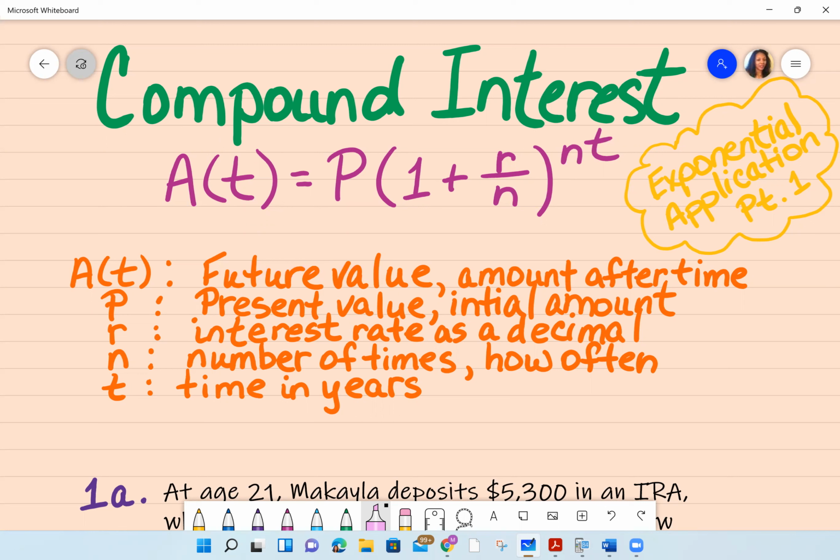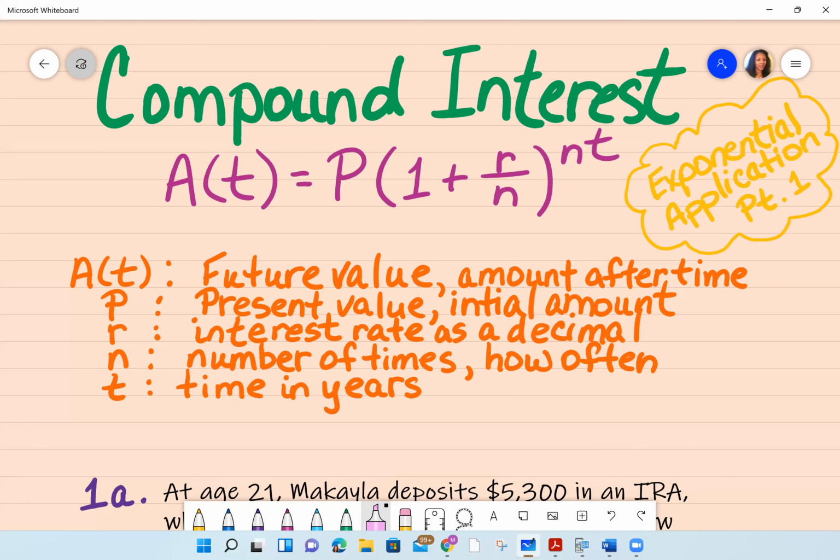Present value is represented by P. That's like your initial amount. If it's not money, it's just what did you start with? It could be like a population. That's present. So the difference is one is in the future, one is now or present. R is going to be your interest rate. You'll see in the word problem that it's typically shown as a percent. You want to convert it to a decimal.